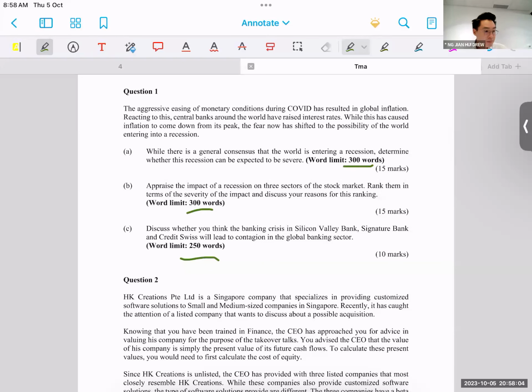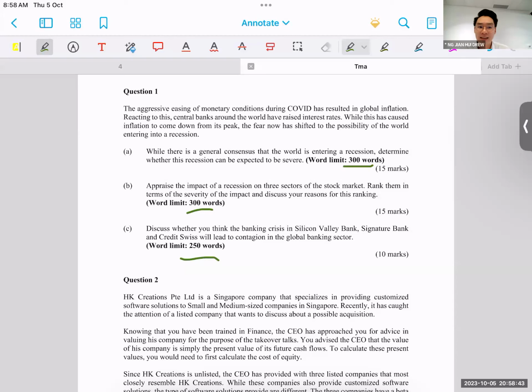While there's a general consensus that the world entering a recession determines whether this recession can be expected to be severe. Okay, maybe not for this question, that's question C. But for question A, a lot of people try to suggest indicators of possible recession. But you need to read this question very carefully. So indicators and determine whether the recession. When you say determine whether, it's about factors affecting the recession.